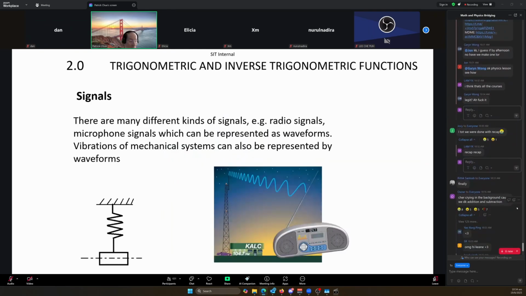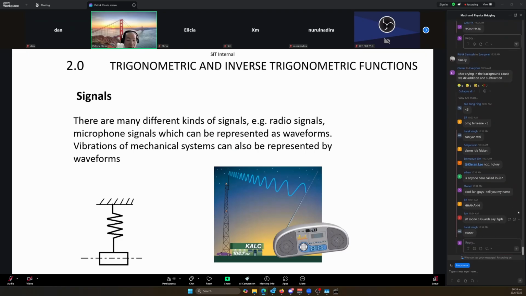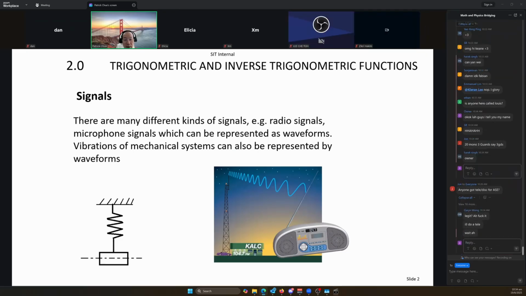Trigonometric functions involve sine, cosine. So it will involve a waveform, sine waveform, cosine waveform, and so on and so forth.